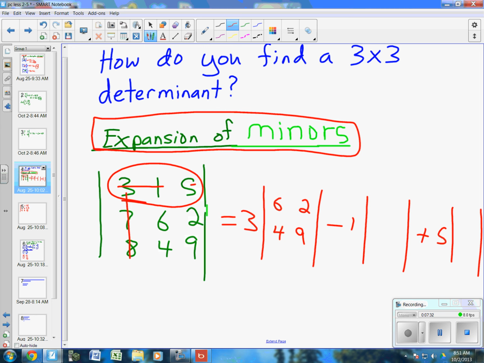I'm going to cross out the column and row that 1 is in, okay? 1 is in this row, and it's in this column. So what's left? 7, 2, 8, 9. I go by rows when I read them. 7, 2, 8, 9. And then you go to 5. What's not in the same row or column as 5? 7, 6, 8, 4.